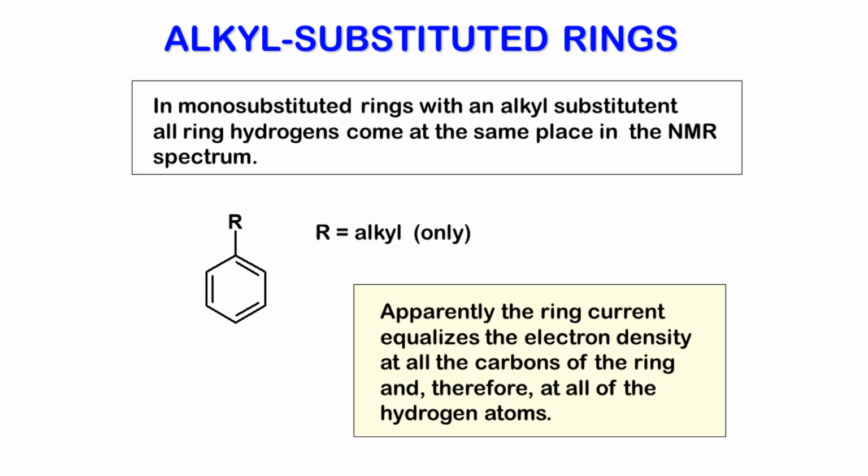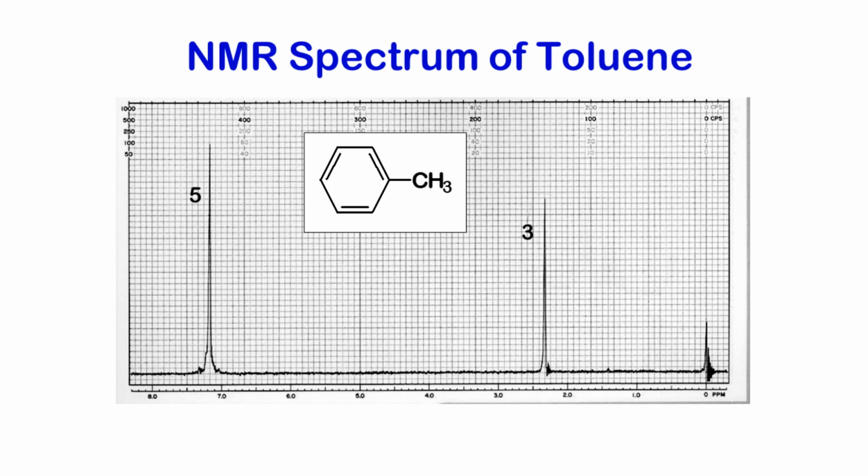Next, we explore mono-substituted rings and their unique properties. In mono-substituted rings with an alkyl substituent, all ring hydrogens appear at the same place in the NMR spectrum. The ring current equalizes the electron density at all the carbons of the ring and, therefore, at all of the hydrogen atoms. This is the NMR spectrum of toluene, showcasing the distinct peaks for different hydrogen environments.